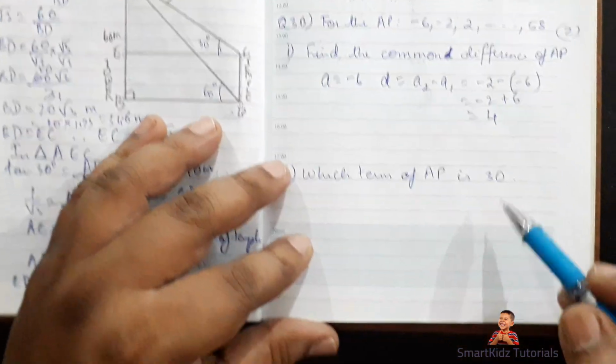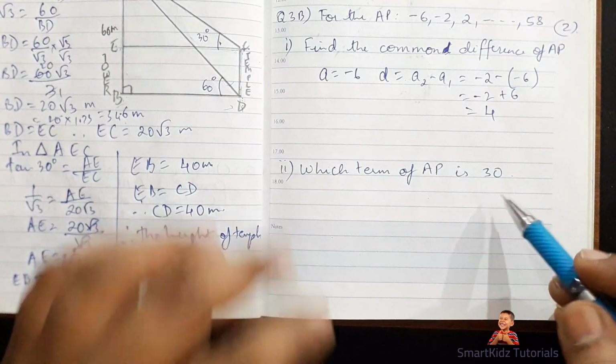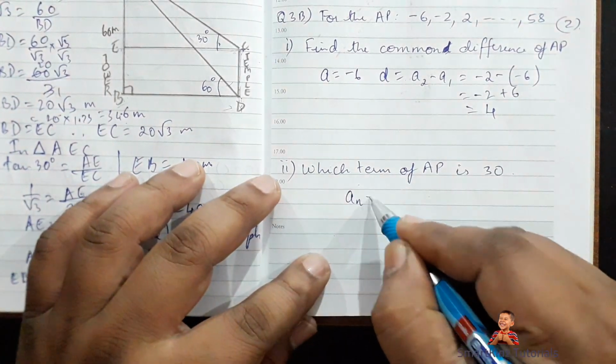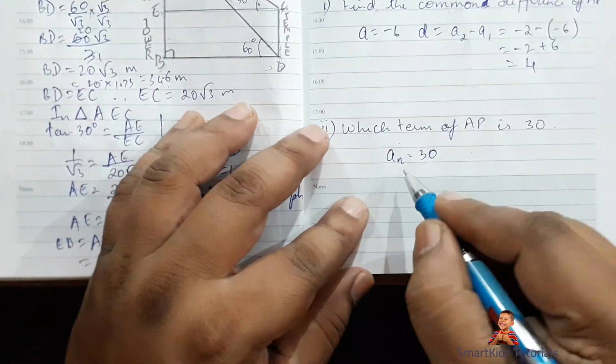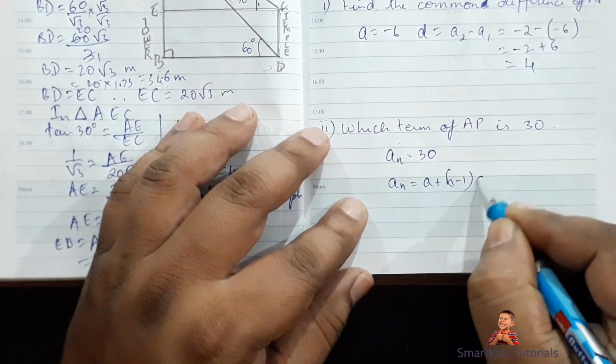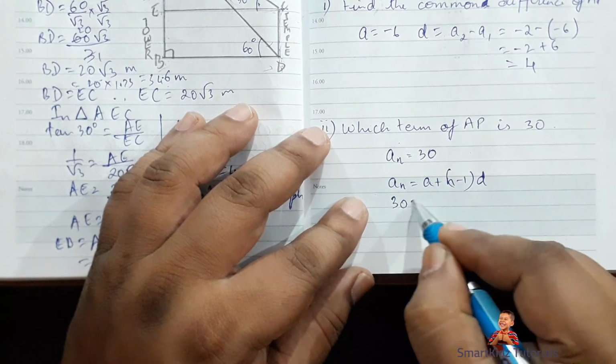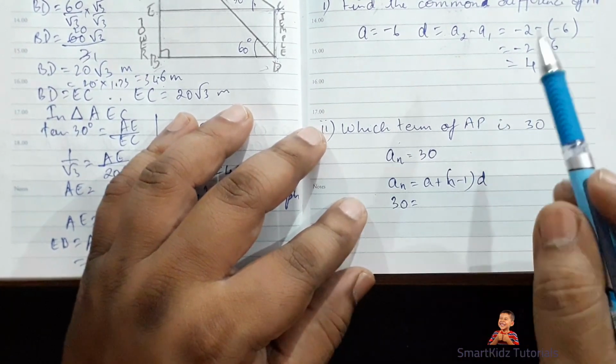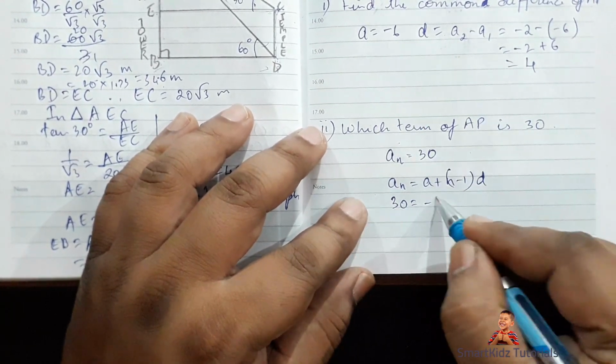So this is 1 mark. Now we need to find out which term of the arithmetic progression is 30. In other words, we take AN equal to 30. So the formula is AN equal to A plus N minus 1 into D. 30 equal to A, which is -6.